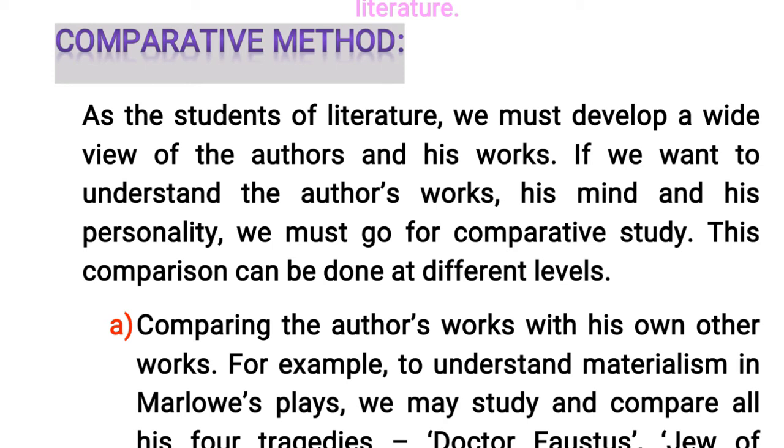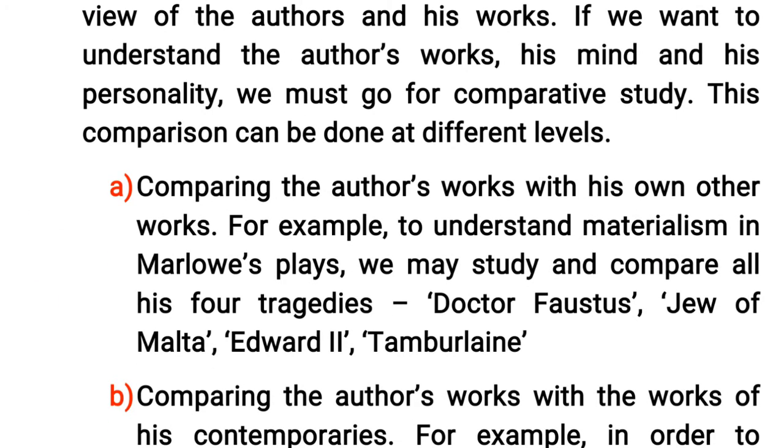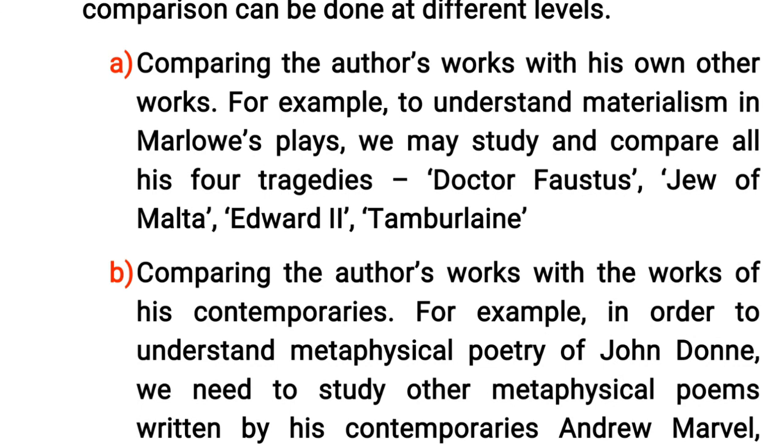As students of literature, we must develop a wide view of the authors and their works. Okay, say for example, if you want to understand light, you need to understand what is darkness. If you want to understand what is east, you need to understand what is west, because by comparing only you understand the value of that particular idea, person, or thing. So, friends, in literature also we can compare one author with the other author, one literature with the other literatures, right? By comparison, we make our doubts clear and we try to understand the works and the authors in a better manner. Now, this comparative method of studying literature can be done at different levels, right?